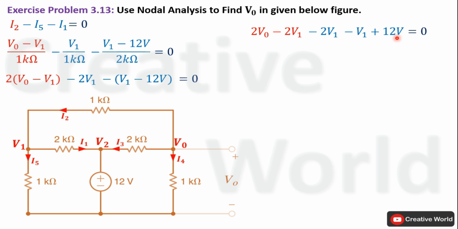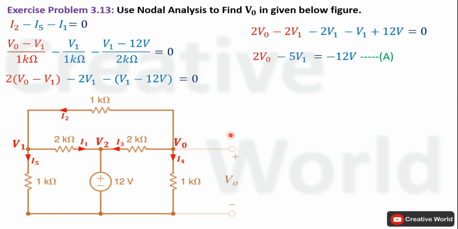Place this 12 volt on the other hand side of equal and add values having variable V1 together. The equation will become 2V0 minus 5V1 equal to minus 12 volt. We cannot further solve this equation, so leave it for now and label it as equation A. It is the first node voltage equation of this network.